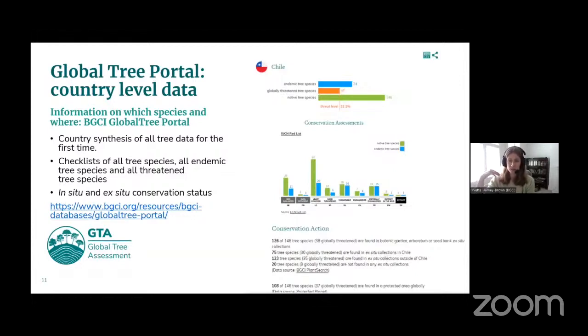So it's a really good starting point for getting an overview picture of what are the threatened species to your country, what species are native and which are threatened to your country. It also has a breakdown of the ex situ collections as well. So how many species are found in ex situ collections in the country and also outside of the country as well. And there's also in situ conservation actions listed there. So again, it's a good place to go to if you're looking at per species what's going on for that species.